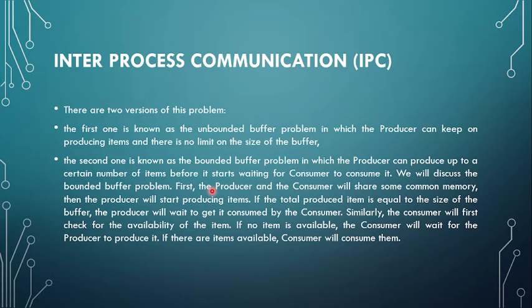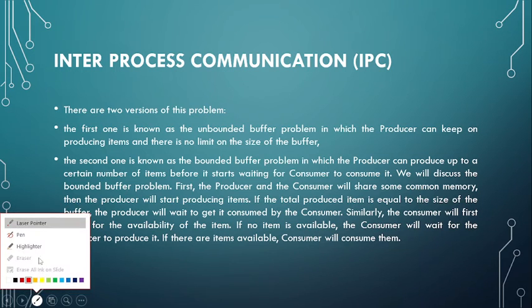First, the producer and consumer will share some common memory. Then the producer will start producing items, and if the total produced items equal the size of the buffer, the producer will wait for the consumer to consume them. Similarly, the consumer will first check for the availability of items. If no item is available, the consumer will wait for the producer to produce one. If items are available, the consumer will consume them.